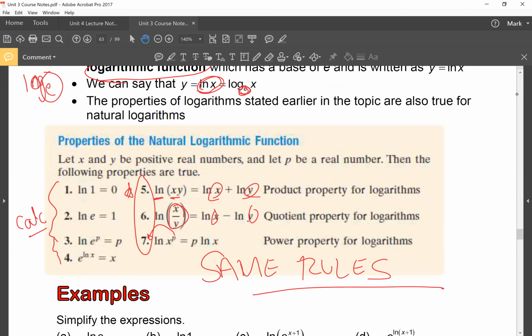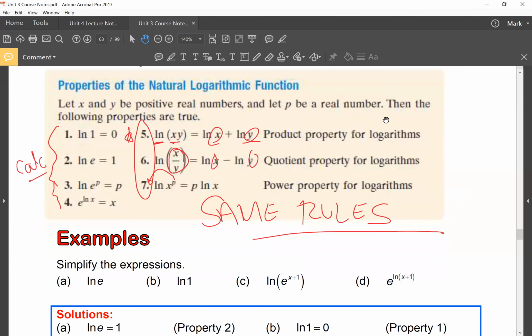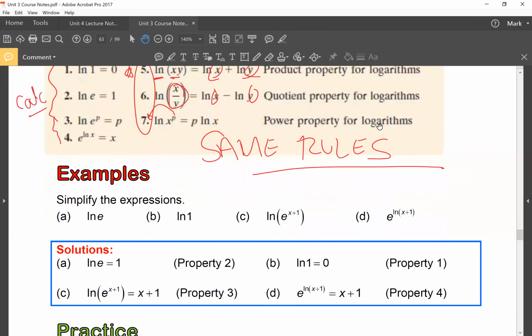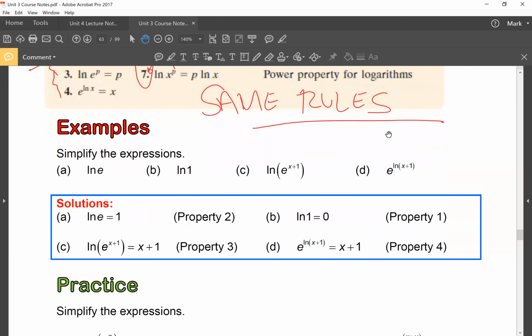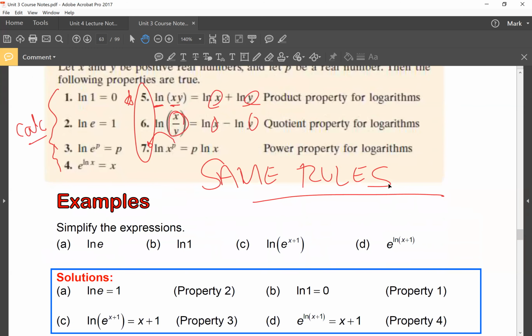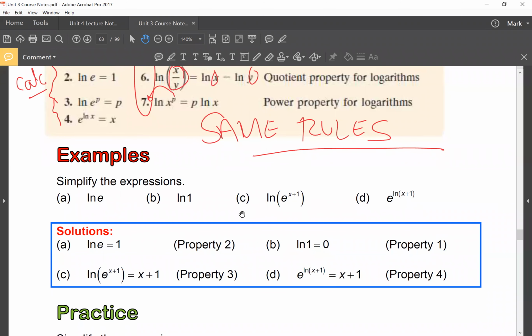Okay. One thing you need to be careful about, though, is question A is actually a good one to be careful about. So question A: ln e equals 1. Sorry, the natural logarithm of e equals 1. Now, that's a property. It's property 2. But how could you do this on your calculator? Well, I kind of showed you this the other day, but let me show you again how you could do question A on your calculator.